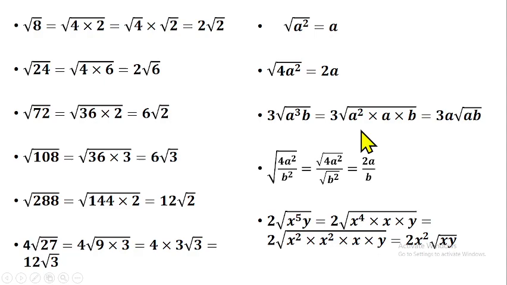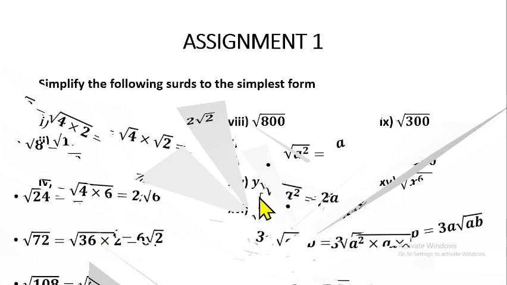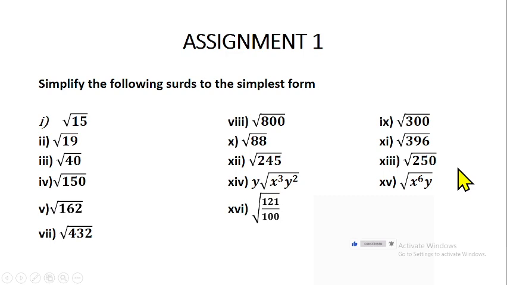So if you understand what I have explained so far on the simplification of surds, then I want you to pause this video, take your book, and write out these surds we have here from number 1 to 16. So these 16 questions we have here on simplification of surds, then take your biro and simplify them one after the other. And you can put your answer in the comment section of this video so that I can verify for you.